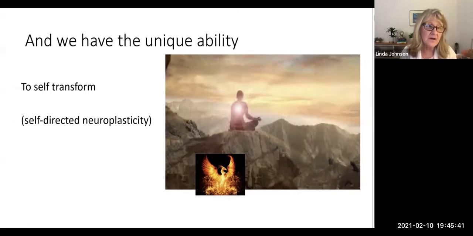Like my dog, she gets mad at somebody taking her bone. She's not going to teach herself how to stop being mad because another dog took her bone. But I can teach myself that. That's that extra gifted ability that we have. So we have some automatic reactions that come from our biological and animal nature, and that we can actually self-transform. That's why the phoenix, that self-directed neuroplasticity, this ability we have to shift.